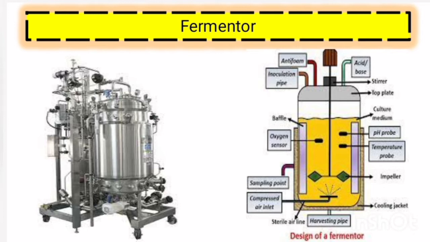Fermenters are useful in the production of a variety of products like citric acid, lactic acid, vinegar, protease, lipase, amylase, ethanol, glutamic acid, streptomycin, penicillin, food and beverage products, etc.